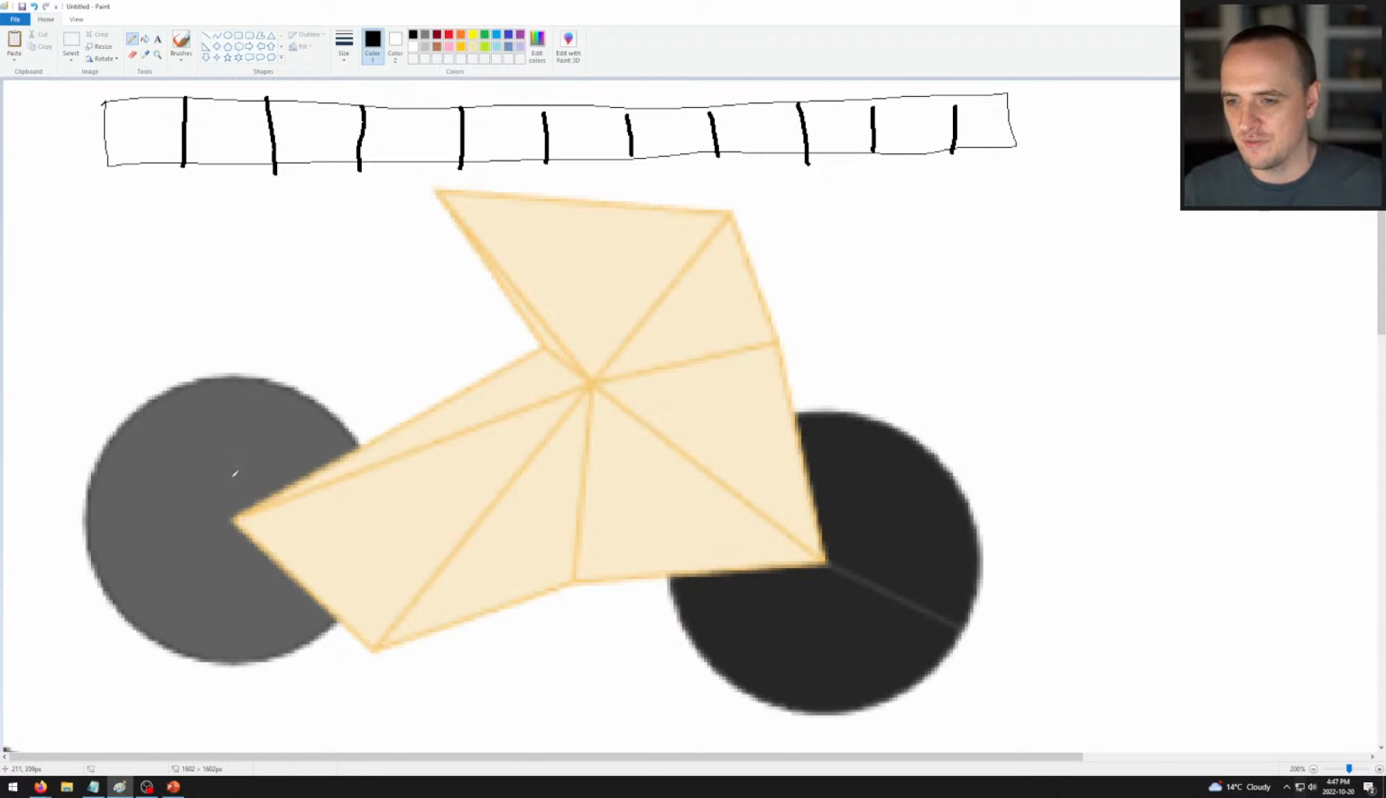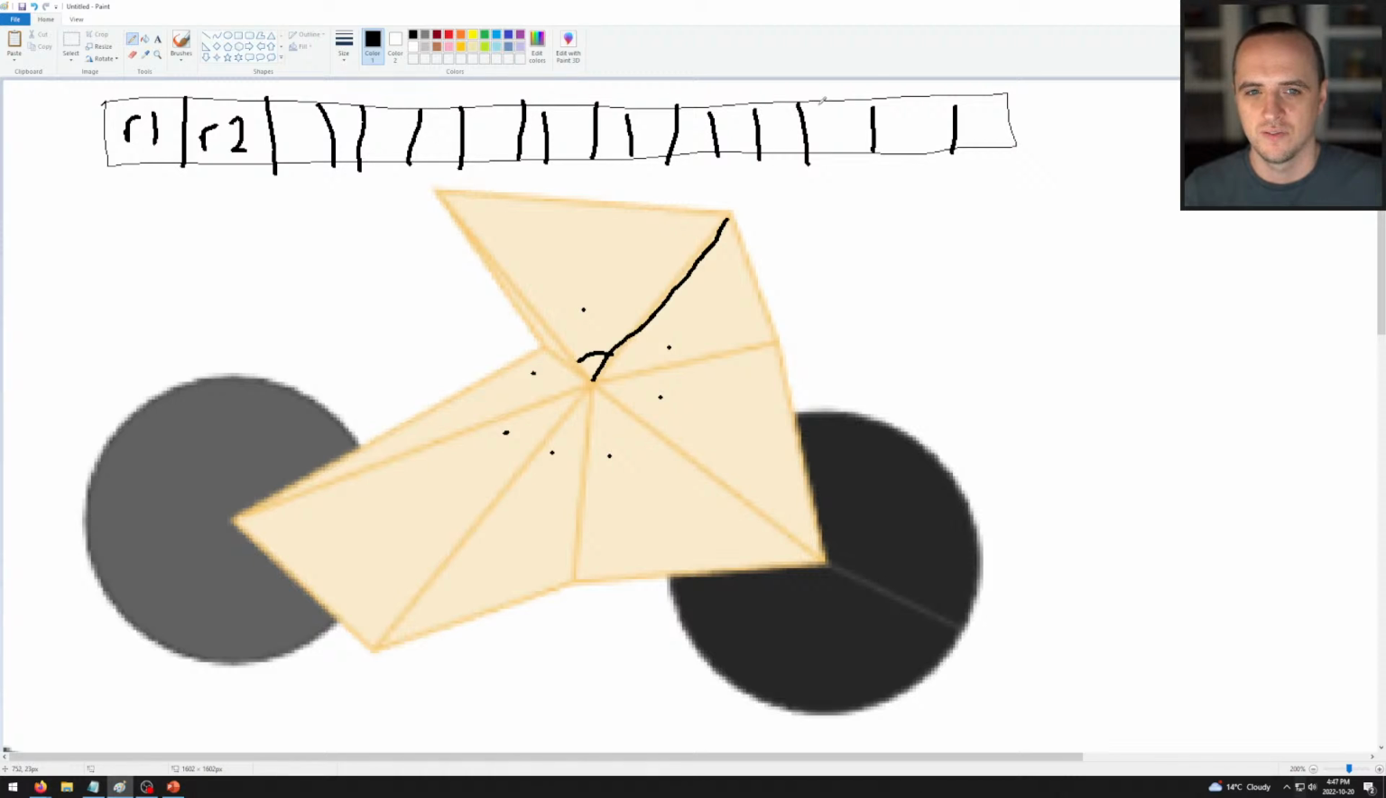Maybe this is the radius of the first wheel, and maybe this is the radius of the second wheel. These angles and these lengths are the other parameters. So they're always going to have 1, 2, 3, 4, 5, 6, 7, 8, so they'll need 16 of these things. This might be angle 1 and length 1, angle 2 and length 2, angle 3, length 3.